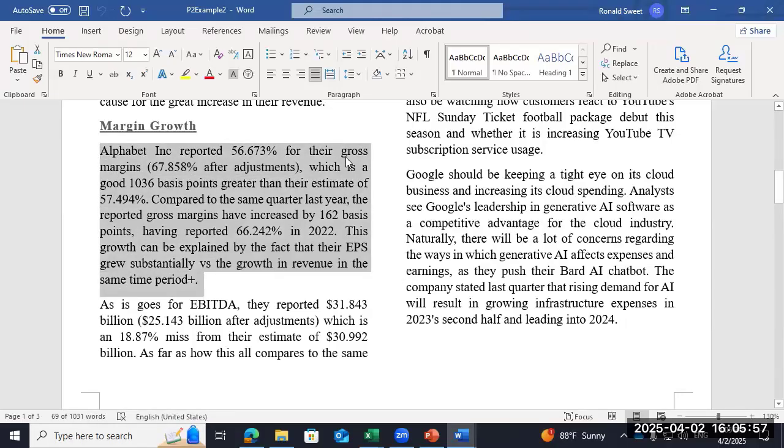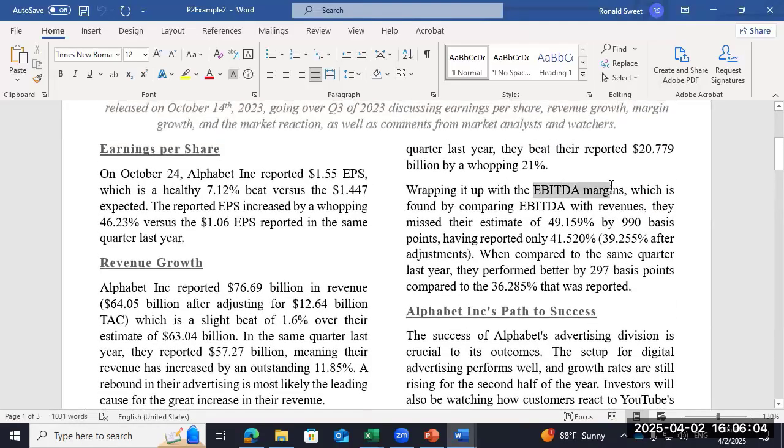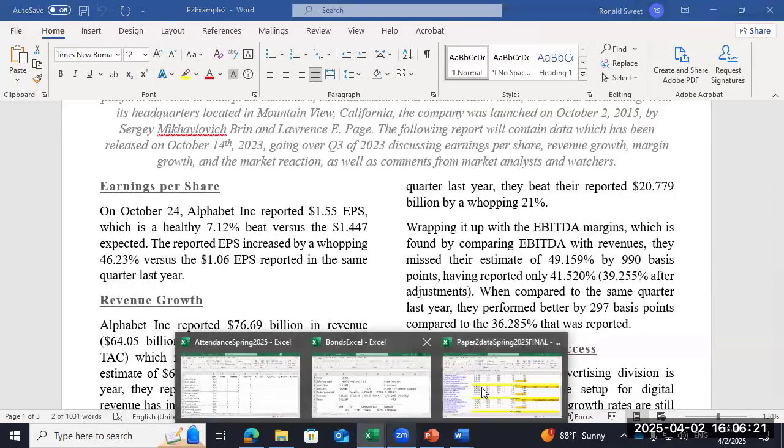You can do it on gross margin. You do it on gross margin and for EBITDA margin. They missed their estimate by 990 basis points. And finally, we compared the same quarter, they performed better by 297 basis points. So you talk about the net and gross margins. So you get all that in there. Those are the easy points.